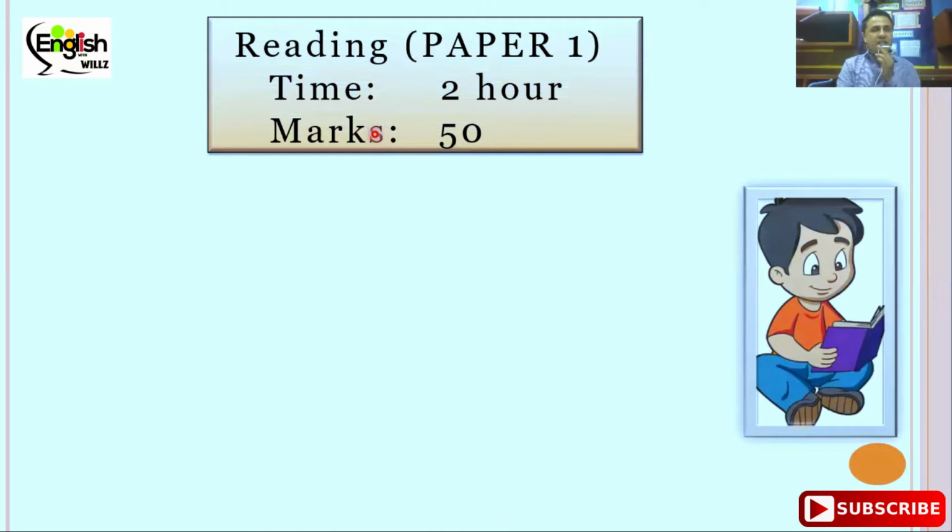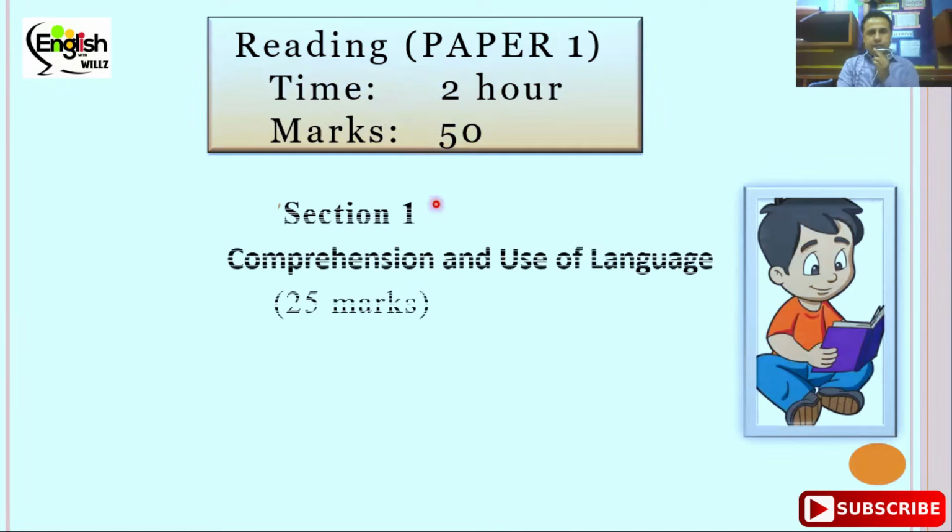Paper 1 is now reading. As English language teachers and students probably know, previously paper 1 was writing, but this time paper 1 is reading, and the time for it is 2 hours. Previously, for the reading paper, students were given 1 hour and 45 minutes, but now they are given 2 hours. And it is 50 marks, so there is no change in the marks.